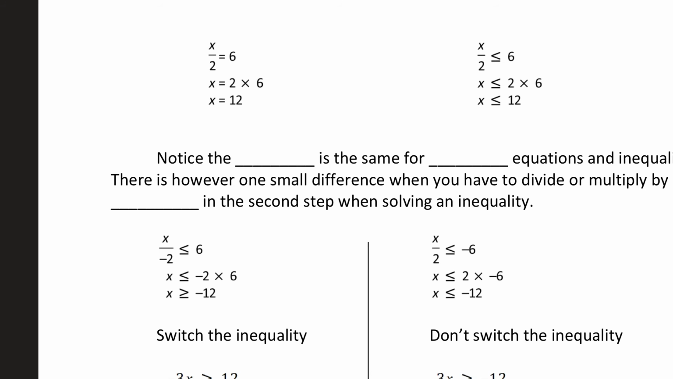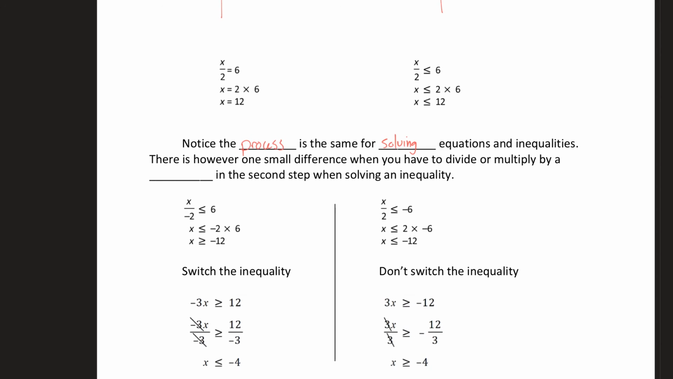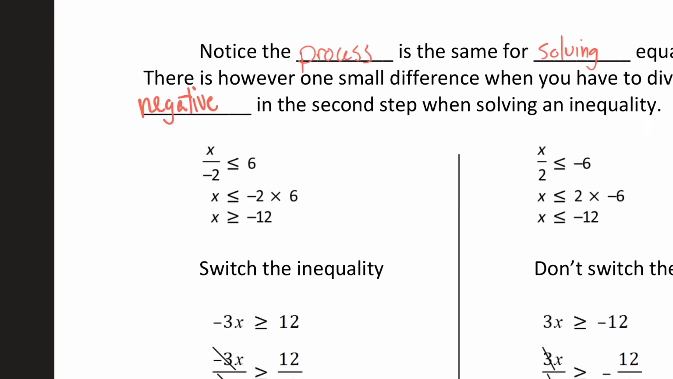Notice the process is the same for solving equations and inequalities. There is, however, one small difference. This is the part that gets students. When you have to multiply or divide by a negative number, you must switch the direction of the inequality in the second step when solving. Let me explain to you what that is.